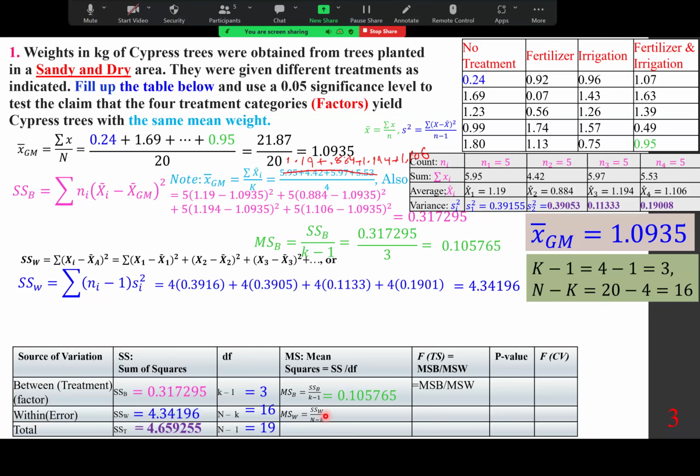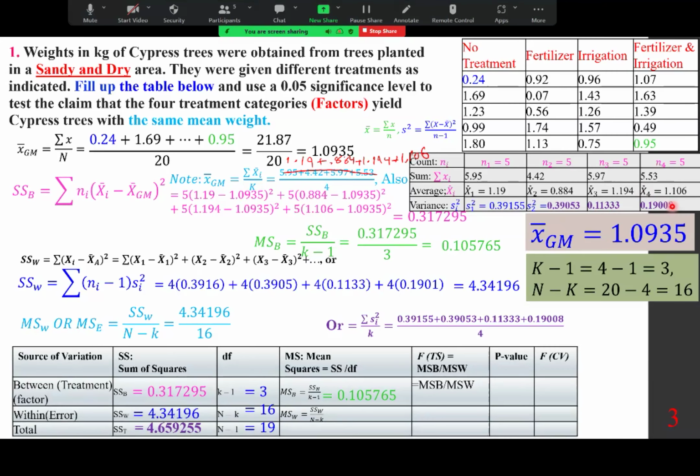And to find this, you divide it by 16. So you divide this one by 16, right? That's why we wrote this. So SS within, divide by n minus k. Or you can add this row. It's S1 squared plus S2 squared, and so forth, and divide by however many categories. It gives you the same answer. In other words, you're taking the average of that, and it gives you 0.27137. You put it here.